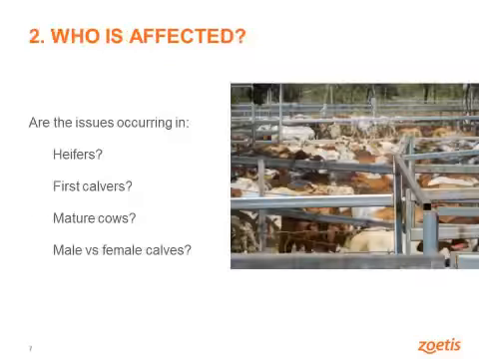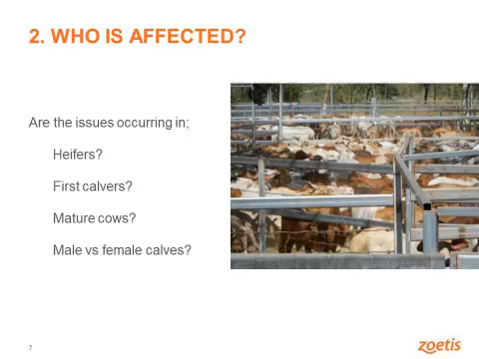The next question that we want to answer is, who is affected? Are the issues that we're looking at occurring in heifers, first calvers, mature cows, or is the problem worse in male versus female calves, for example? All of those things can be determined from doing comparisons between available production records, assuming that the production records are detailed enough to give you that information.